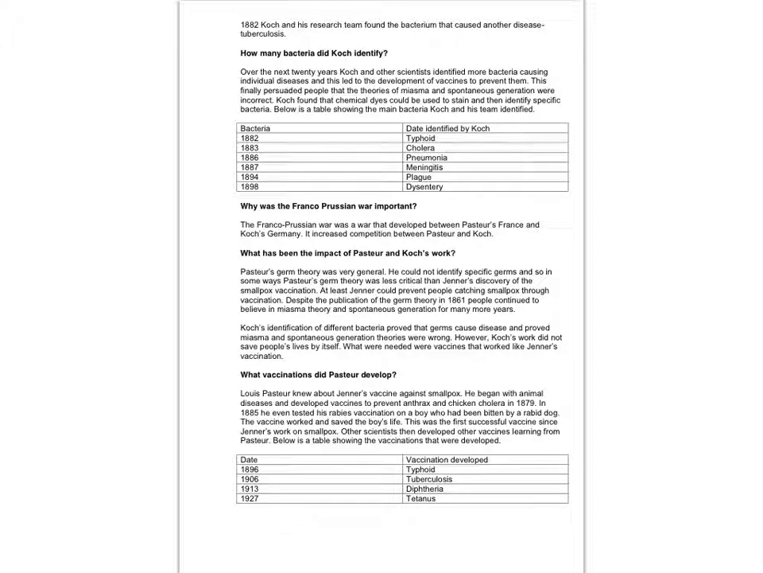Koch found that chemical dyes could be used to stain and then identify specific bacteria. Below is a table showing the main bacteria Robert Koch and his team identified. 1882 typhoid, 1883 cholera, 1886 pneumonia, 1887 meningitis, 1894 plague, 1898 dysentery.